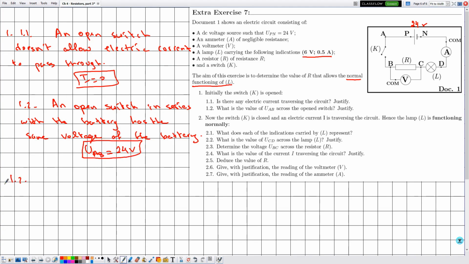Now in 2.1, so 2, now the switch K is closed, so let's close the switch. An electric current I is traversing the circuit, so we have an electric current I. Notice that here the electric current doesn't traverse the voltmeter, okay? And always the direction of the electric current is from the positive pole to the negative pole.